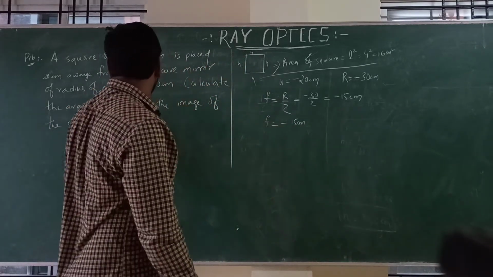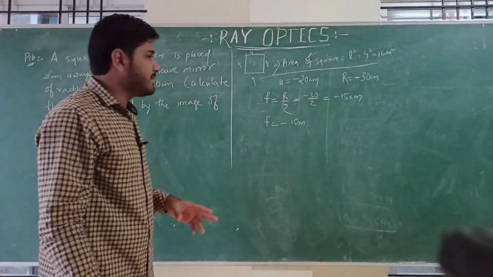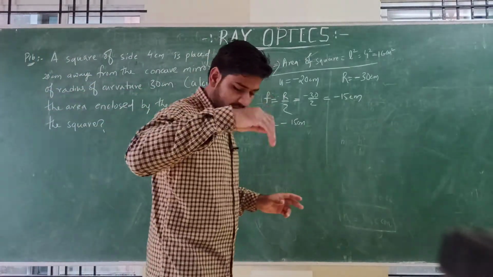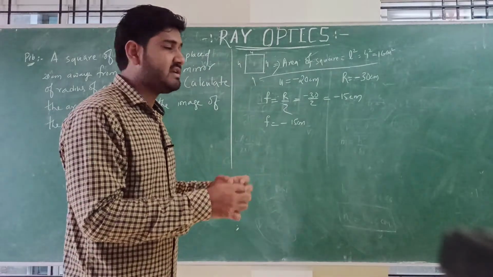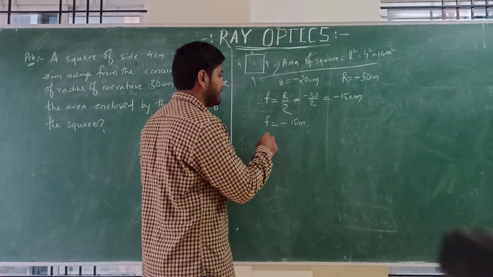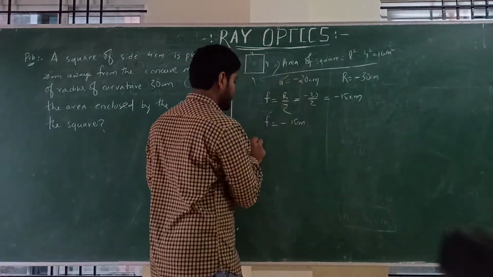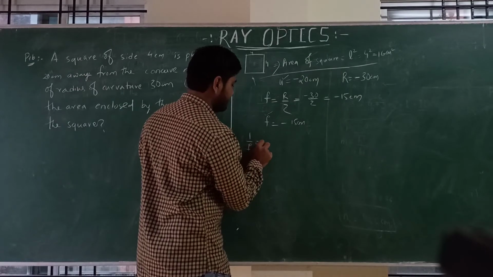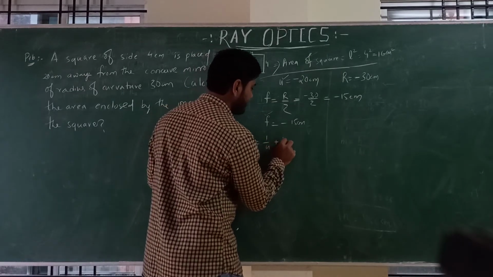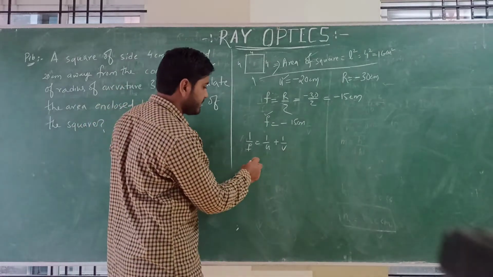Now finally, what is he asking? Area enclosed by the image of the square. He is asking the area of the image. So we will see the area later. First let's see where the image is formed. Where is our image? Let's calculate that. So we know the focal length, we know the object distance. One more formula we have, that is 1 by F is equal to 1 by U plus 1 by V. So just calculate where the image is, just substitute it.